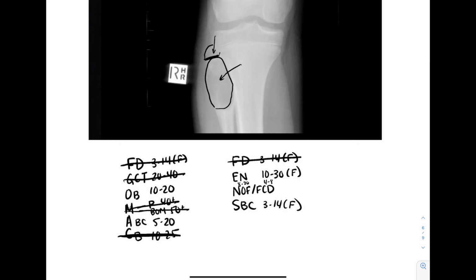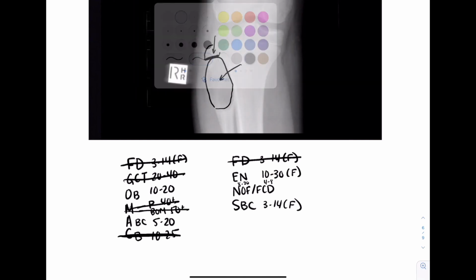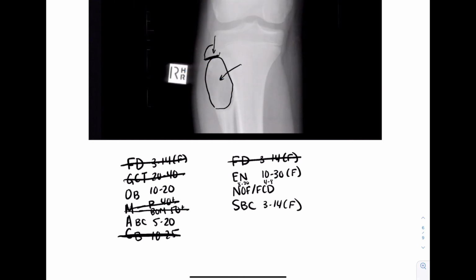Could this be an enchondroma? Totally, but where are enchondromas the most common? Hands and feet. Is this the hands or foot? No. When enchondromas aren't in the hands and feet, it's most commonly an ice lesion. Is this an ice lesion? No. I'm going to take enchondroma off my list. That is not to say that I can't have an enchondroma that's like this, but it's just not as common.